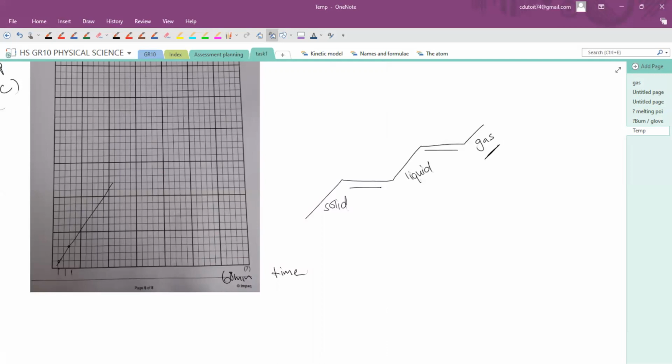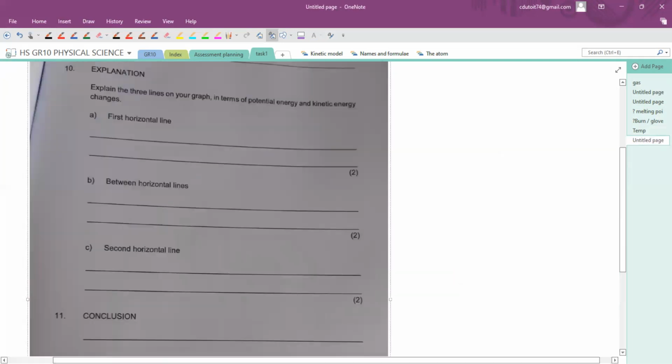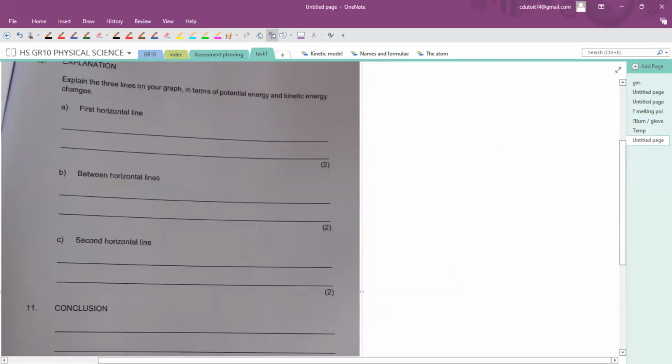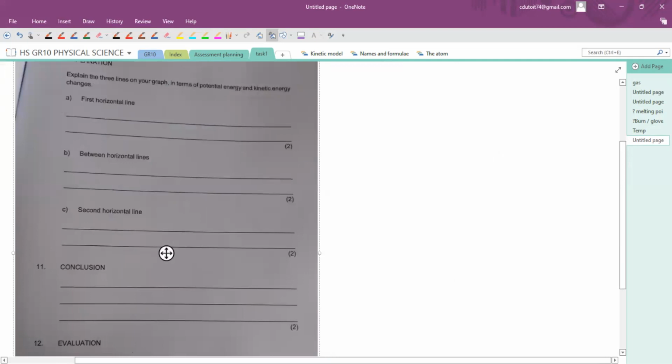Okay, next page. Okay, you're starting to understand what I'm expecting of you. I was expecting you today to complete this and then ask me questions. Then explain the 3 lines on your graph in terms of potential and kinetic energy. Okay, right. This is important, because this I can help you with without any readings.